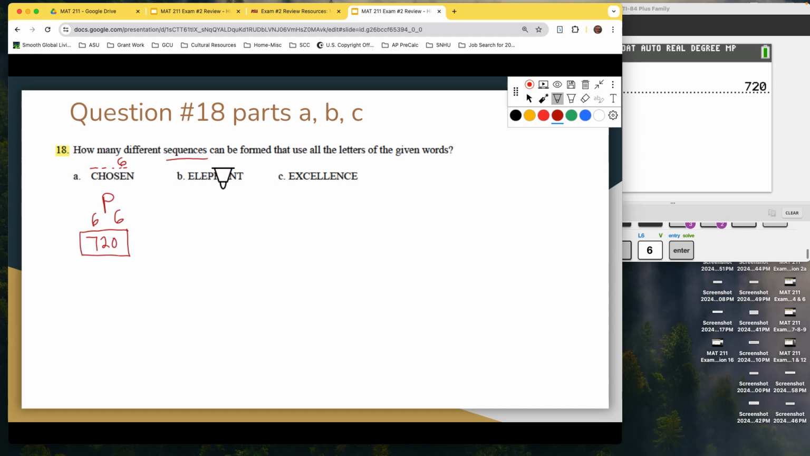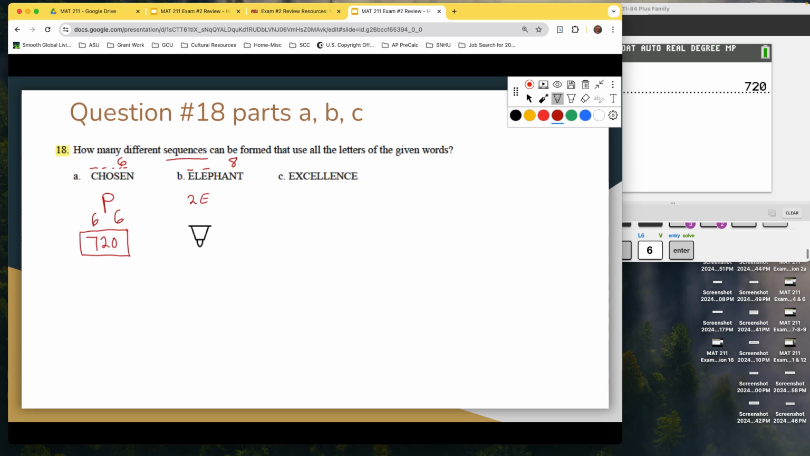There are 1, 2, 3, 4, 5, 6, 7, 8 letters in total. It's a permutation, but now we've also got some repeating letters. We have 2 E's. L, 1 P, H, A, N, T. So there's just those 2 letters repeated. We can't tell if this one's the first one, this one's the second. We could swap them, it would still be elephant. So you could see how you could swap the E's, and that's not a different arrangement.